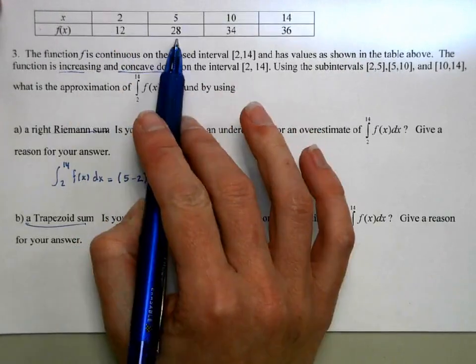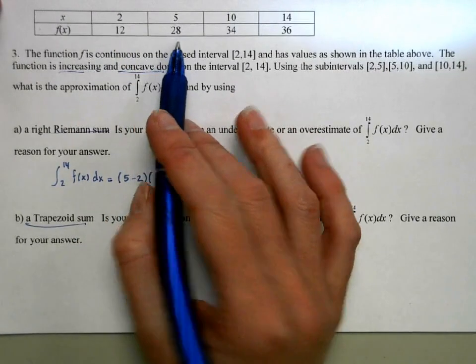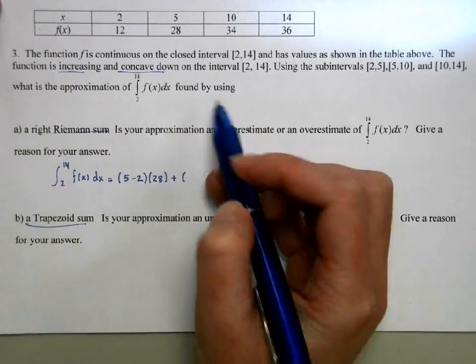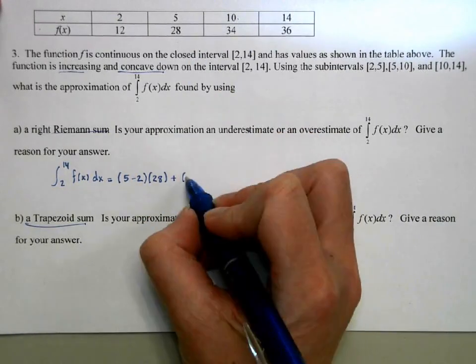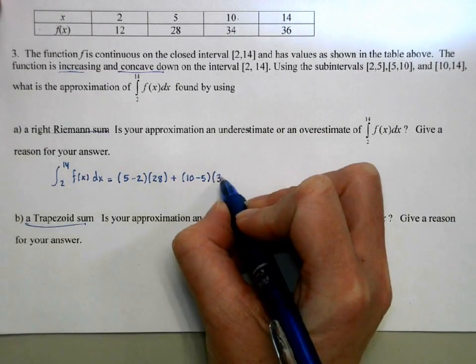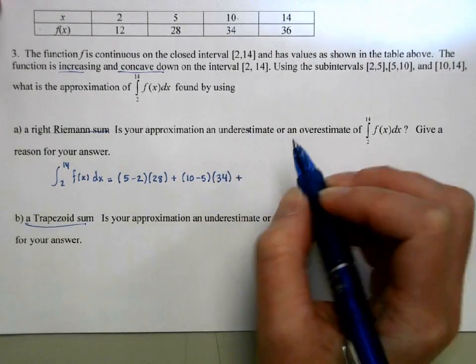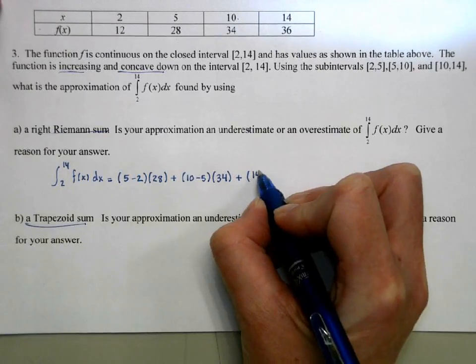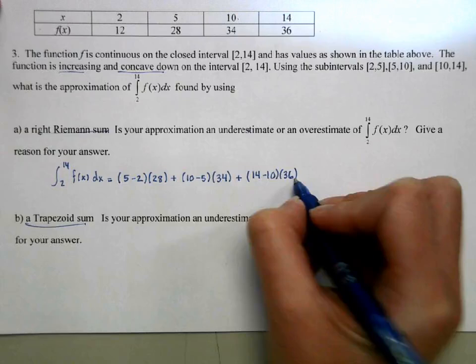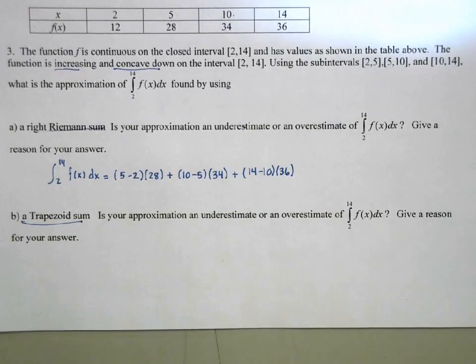My next one is 10 minus 5 times the height evaluated at the right side, which is 34. And my last one is 14 minus 10 times our height at the right side. Now, we can leave it just like that, because that can be typed into a scientific calculator. What you don't want to do is just give the answer, so without showing the Riemann sum setup.